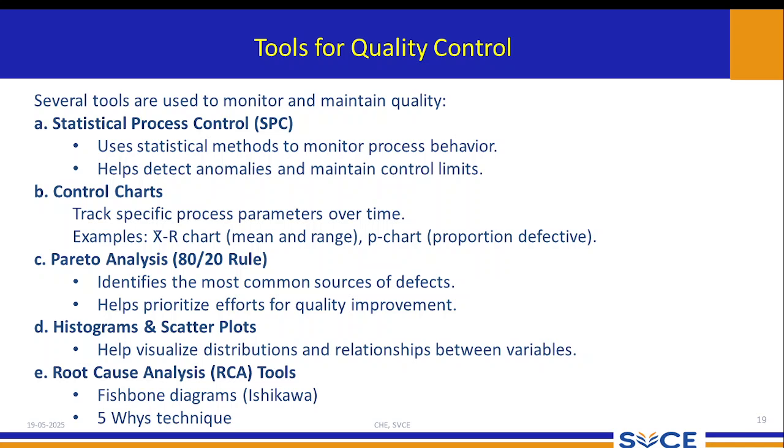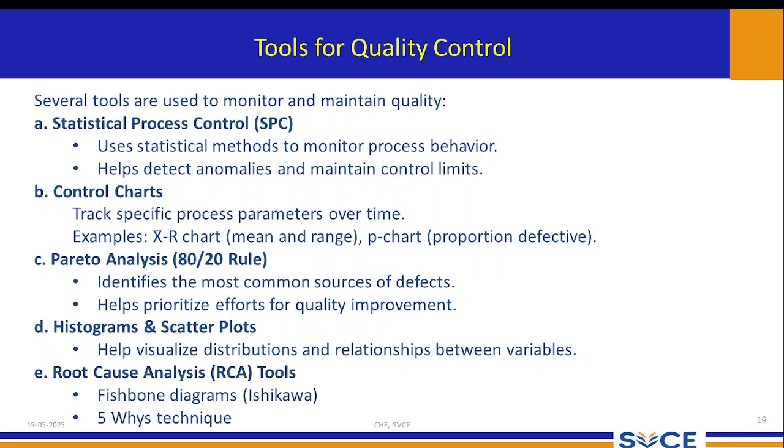The 5 Why technique is a problem solving method used in quality control to identify the root cause of a problem by repeatedly asking why. Why has this happened, why has this happened. By repeatedly asking the question why, that will help you identify the root cause. By asking why 5 times or more if needed and focusing on the answers, you can dig deeper into the underlying issues and find the true root cause.